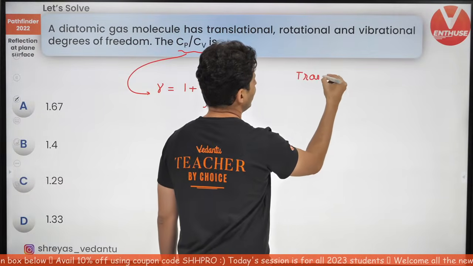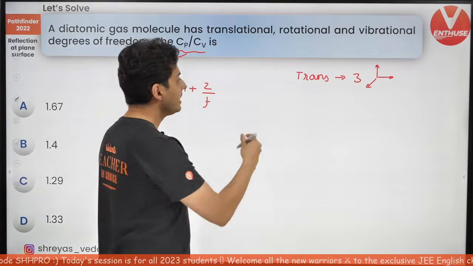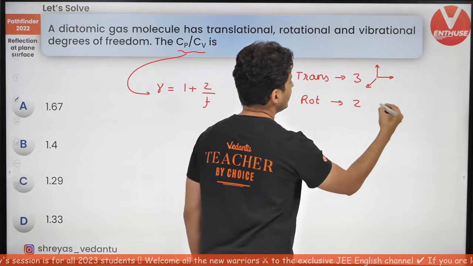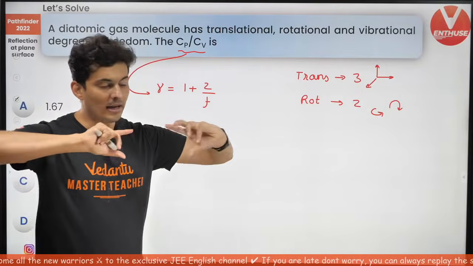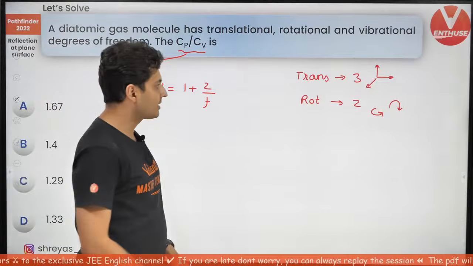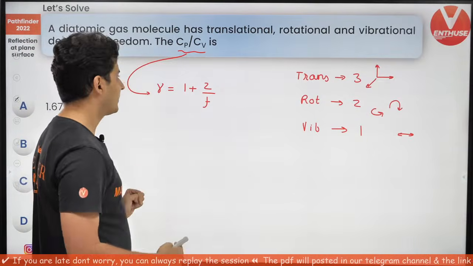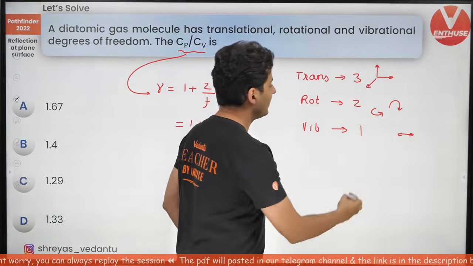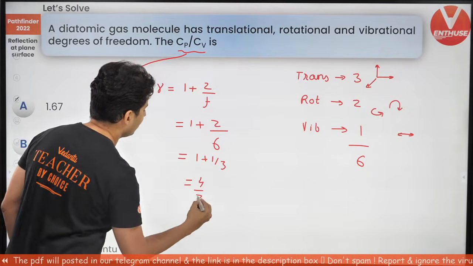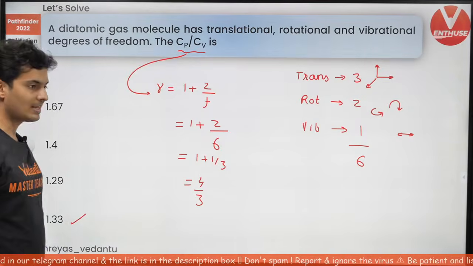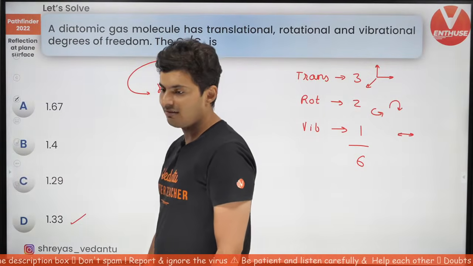Translation-wise, obviously it will have 3 translational degrees of freedom, one in X, one in Y, one in Z. It's a diatomic molecule, so rotation-wise it will have 2 degrees of freedom, one this way and one other way. So for a diatomic molecule, 2 degrees of freedom will be there. Thus rotation about the axis should be ignored. Next, vibration. When I talk about vibration, the molecules go back and forth, so there will be 1 degree of freedom because of vibration. If you count this, the total degrees of freedom is 6. So 1 plus 2 by 6, which is 1 plus 1 by 3, which is nothing but 4 by 3. And 4 by 3, that's 1.33. That's option D, correct? Yep. No, it's not 1.67, be careful, it is 1.33.